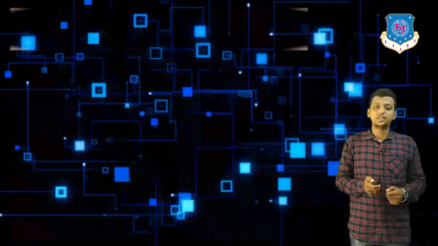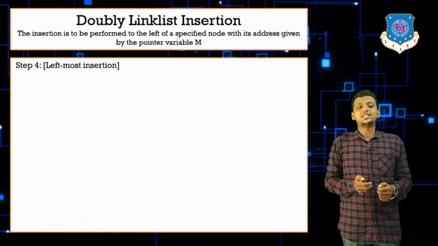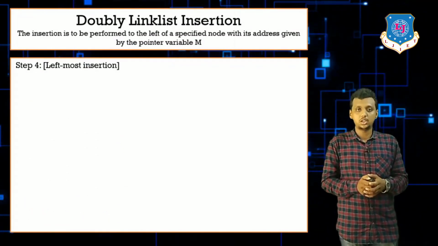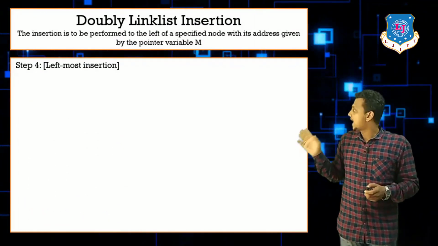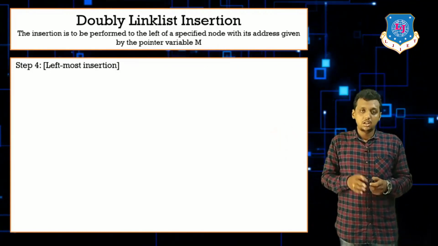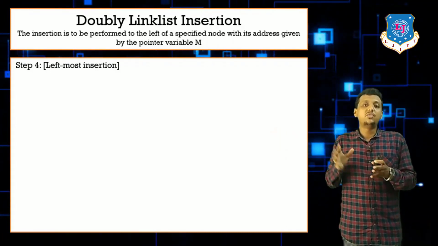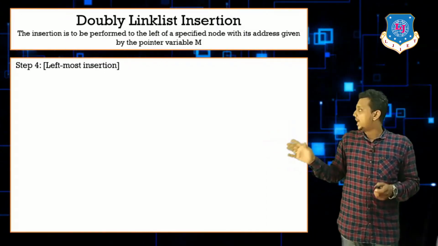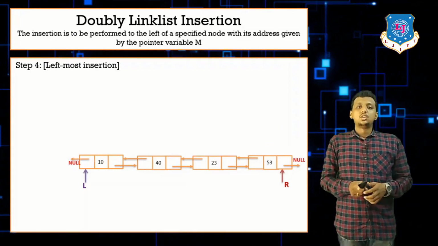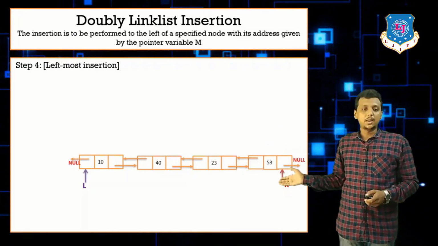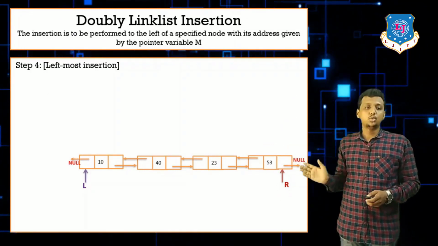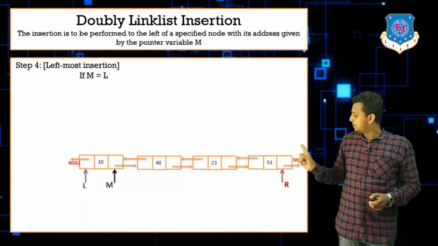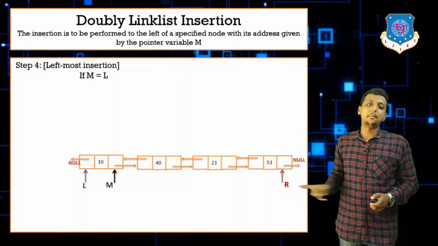Now the next situation is we want to insert in a leftmost insertion. That means M is at our L. We want to insert our new node, whatever you want to insert, at the left when M is equal to L. So students, the situation is like this. Here L and R both are here, but if M is equal to L, that means my L is also M.